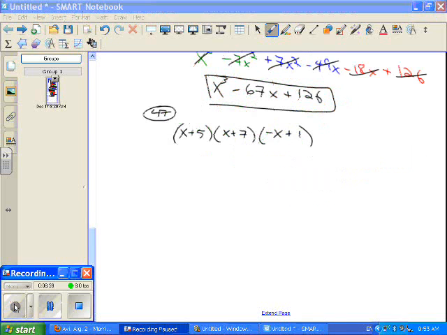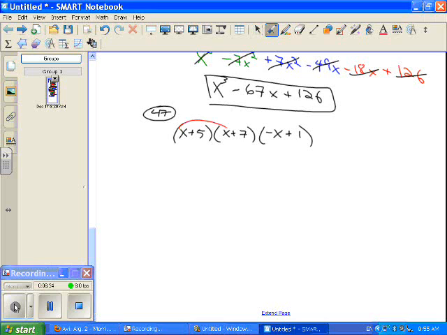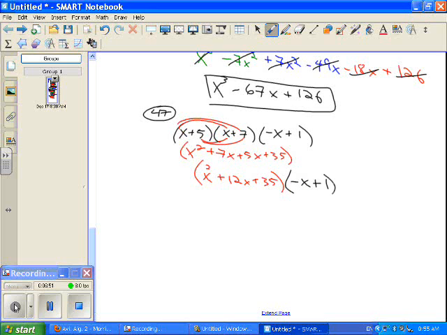This one's much the same, so we can just go left to right. X times x is x squared. X times 7 is 7x. 5 times x is 5x. 5 times 7 is 35. So when I combine my like terms, I get x squared plus 12x plus 35. And then I still have to multiply that by this negative x plus 1 out here.